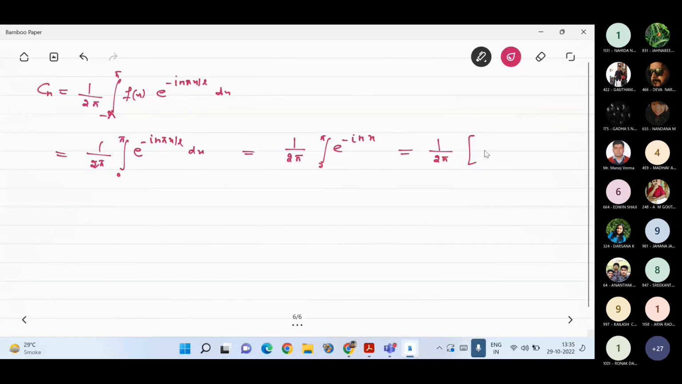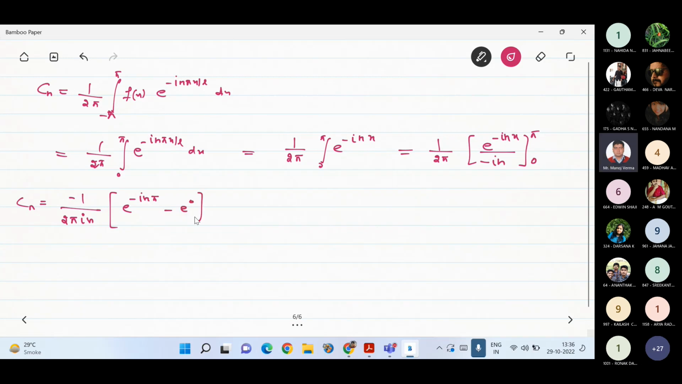So this will be e raised to the power minus iota nx by minus iota n, and limits are pi to 0. So this Cn will become minus 1 over 2 pi iota n. And if I insert limits inside this, it will be e raised to the power minus i n pi minus e raised to the power 0, that is 1.